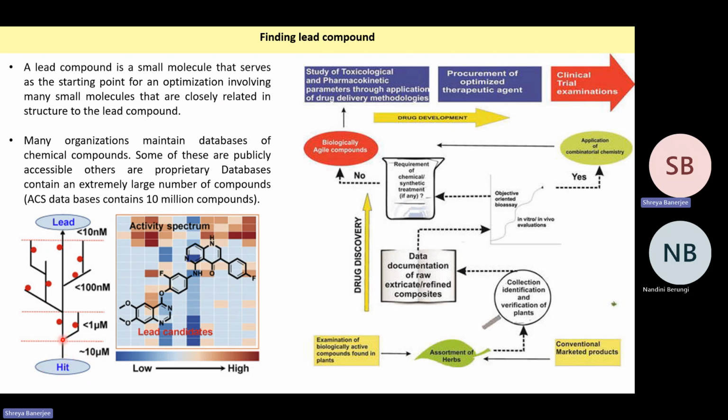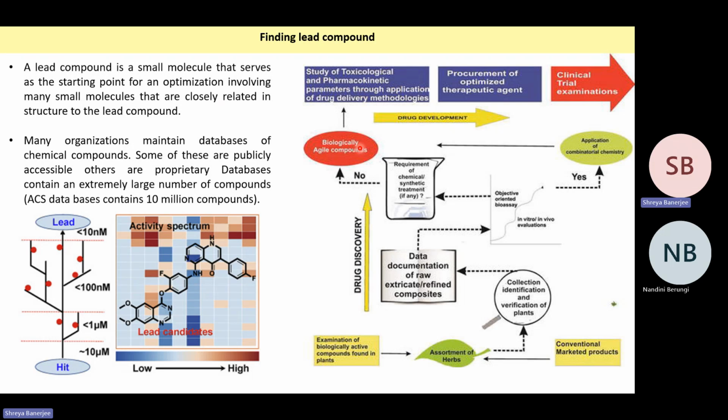From this, it is optimized and narrowed down by different tests to reach the lead molecule, which shows much higher activity compared to the hit molecule. So if the hit molecule shows an activity of around 10 micromolar, the lead molecule will show activity around 10 nanomolar, which is a much higher binding constant. This lead molecule is the starting point for the optimization, and this is further optimized to get a higher binding drug, which will eventually become the drug that is used in medicines.